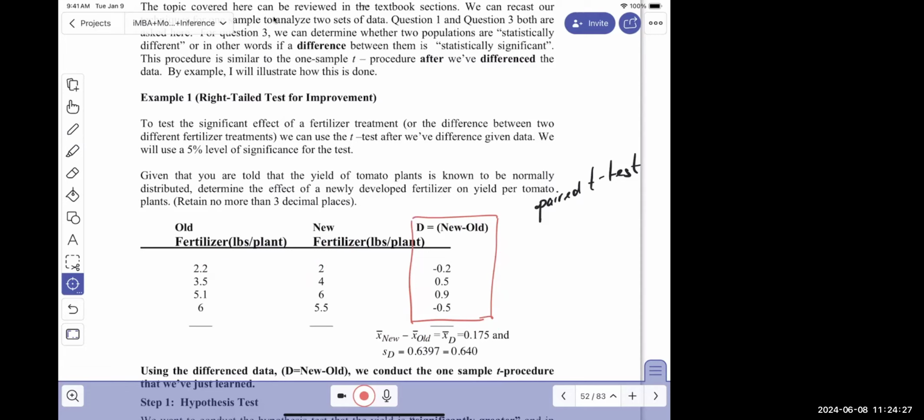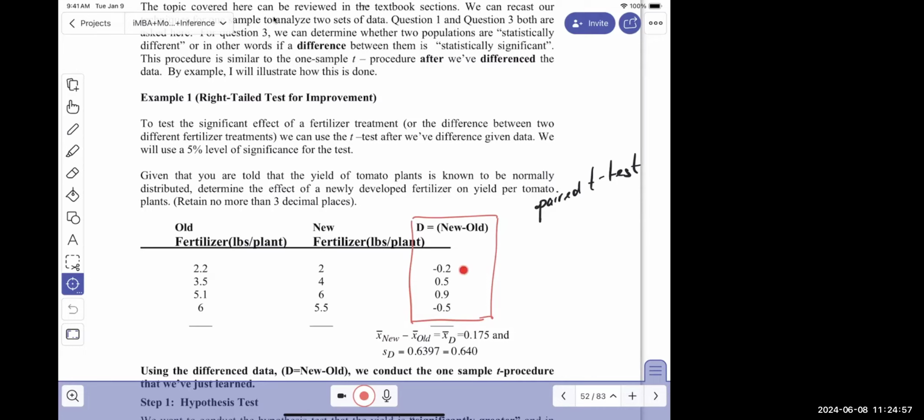They're paired in the sense that I set it up so all the conditions were identical, except the fact that I used a new fertilizer. So the same kind of seed, the same kind of soil, the same kind of environmental conditions makes these paired results. Okay, so the paired result analysis, once you subtract them, is the same as doing it with a one data set t-test.